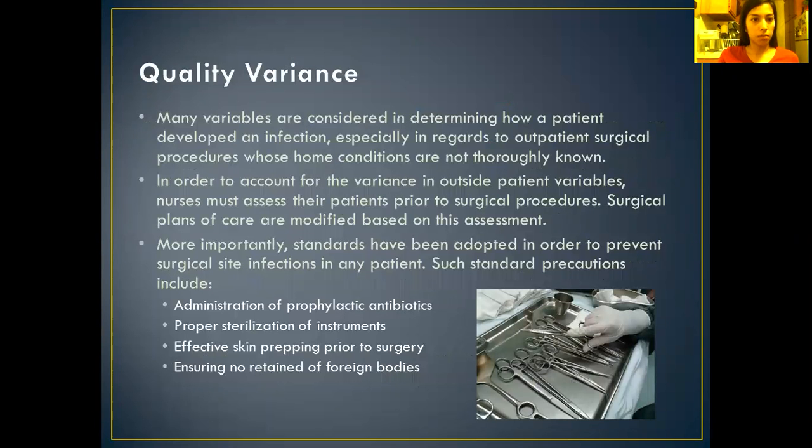Quality variance. Many variables are considered in determining how a patient developed an infection, especially in regards to outpatient surgical procedures whose home conditions are not thoroughly known. In order to account for the variance in outside patient variables, nurses must assess their patients prior to surgical procedures. Surgical plans of care are modified based on that assessment. So, for example, they may choose to use an anaphylactic antibiotic if they have a higher risk of getting infections. More importantly, standards have been adapted in order to prevent surgical site infections in any patient.